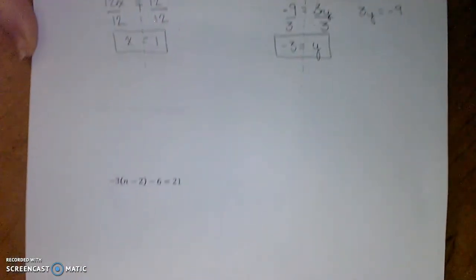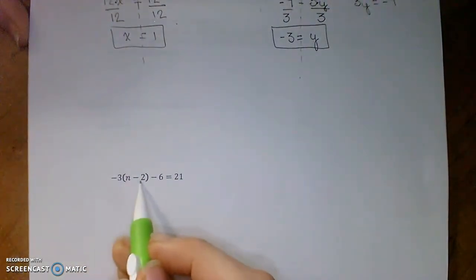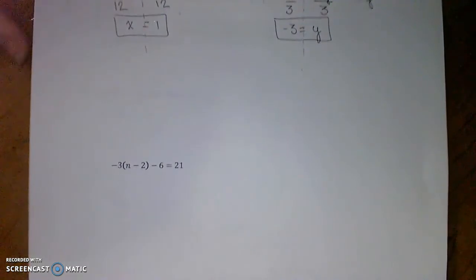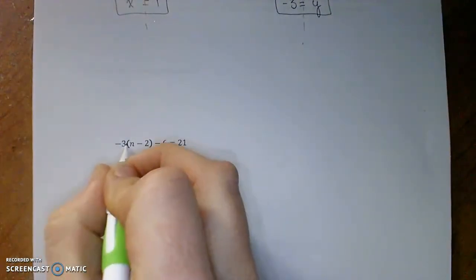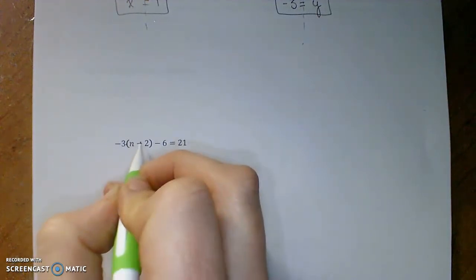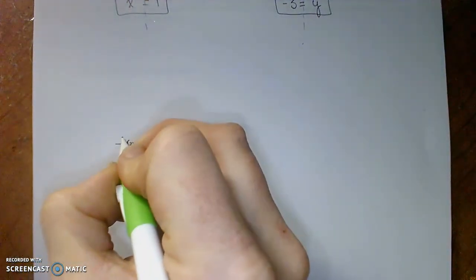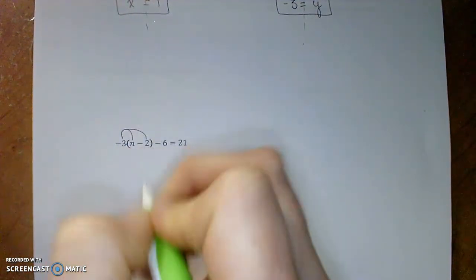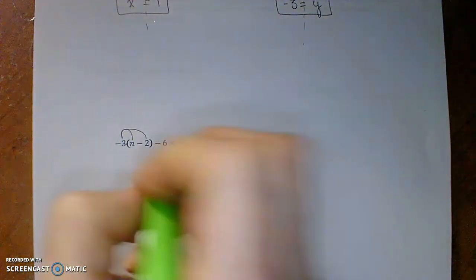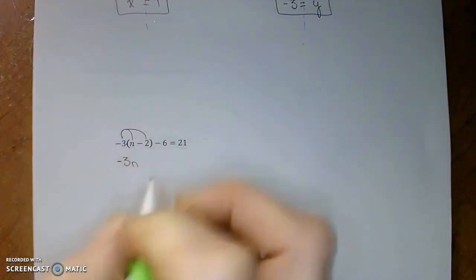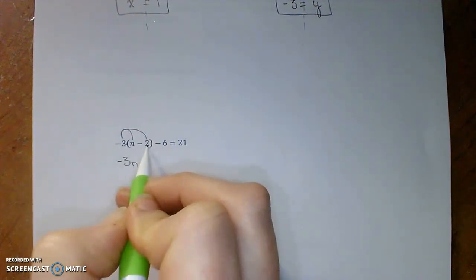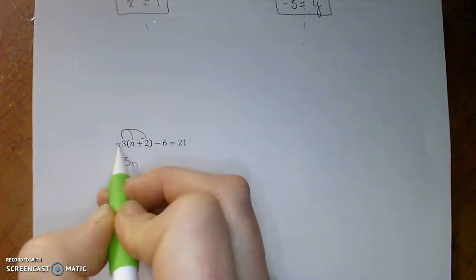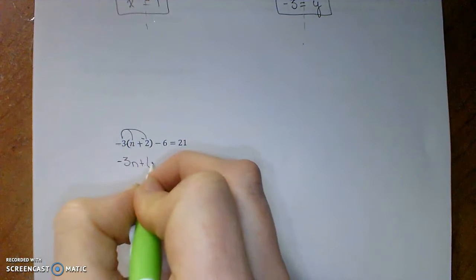One last problem. Negative 3 times n minus 2 minus 6 equals 21. So we're going to want to simplify this side first. Notice I am multiplying against a binomial here, set of parentheses with subtraction happening inside. So I'll want to multiply each term inside the parentheses times this negative 3. Okay, so negative 3 times n gives me negative 3n. And then negative 3 times this, it's really like a negative 2. I want to think of this as like plus a negative here. Negative 3 times negative 2 is a positive 6.